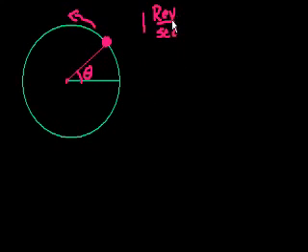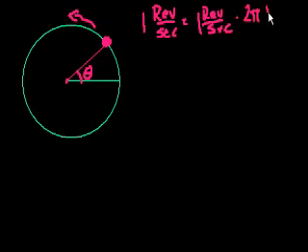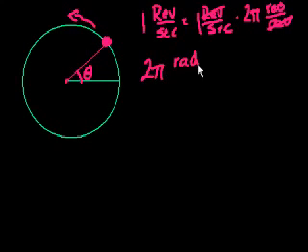Well, how many radians are there in a revolution? Well, there's 2 pi radians in a revolution, right? One go around in a circle is 2 pi radians. So this equals 1 rev per second times 2 pi radians per rev, right? And then the revolutions cancel out, and you have 1 times 2 pi. So you have 2 pi radians per second.